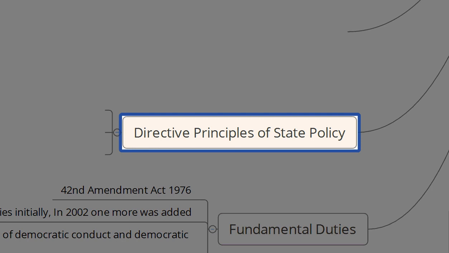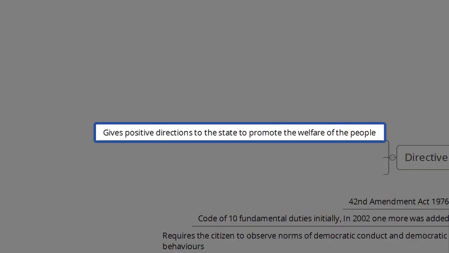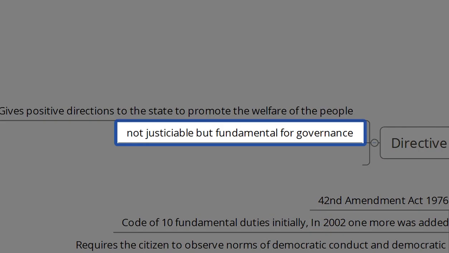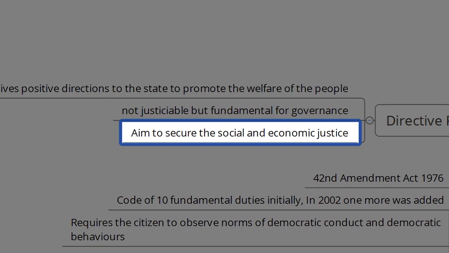And then another important basic feature of the Indian constitution is the directive principles of state policy. This gives positive direction to the state to promote the welfare of the people. It is not justiciable, but it is fundamental for governance. That means it cannot be enforced in a court of law. However, the major aim of the directive principles of state policy is to ensure that social justice and economic justice is secured to all citizens whenever the state makes any laws or legislation.